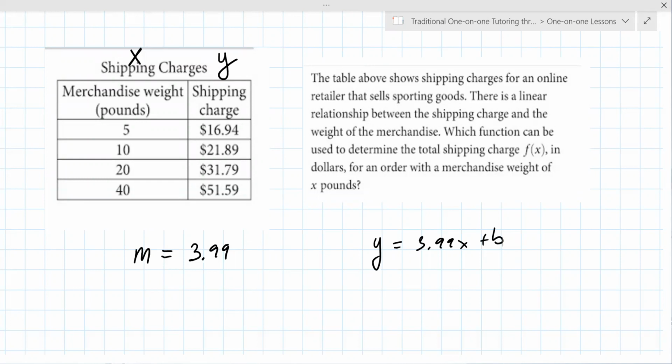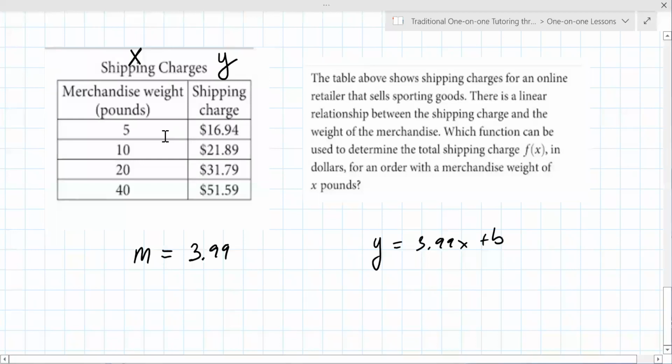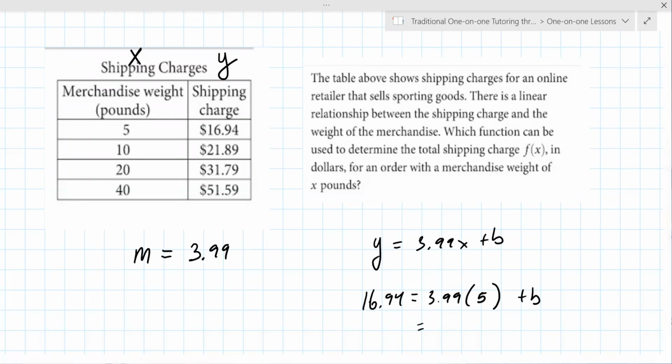Negative 3.01. Sounds like an error there. Which row did you use for this? I used 5 and 16.94. Okay, so 16.94 equals 3.99 times 5 plus b. So when you multiply by 5, actually it is negative. You are correct. I apologize. It just didn't seem right that there would be a negative cost for that, but yes, that is correct.